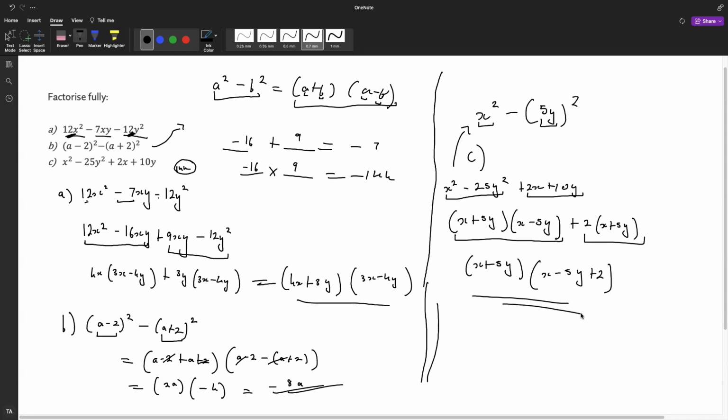So those are some questions which you might get in an exam, to factorize these sorts of algebraic expressions using different things like trinomials and difference of two squares, and your normal factorizing skills.